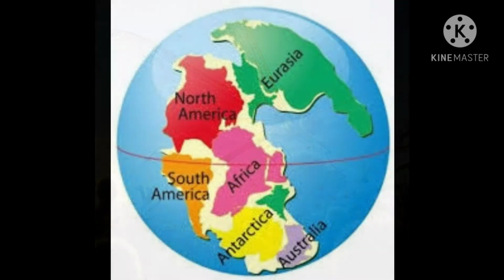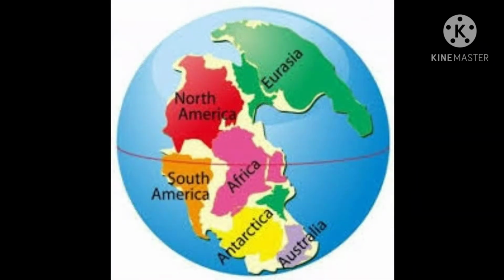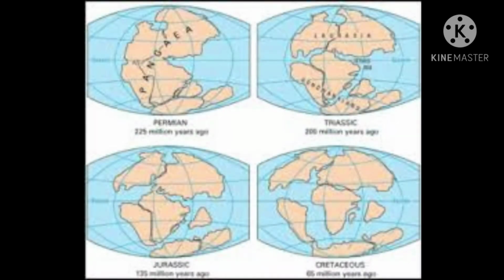During this time period, the continents came together to form what is known as Pangaea. It is at this time that the land masses then began to slowly break apart.